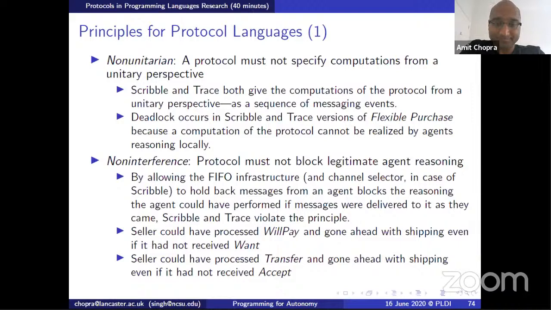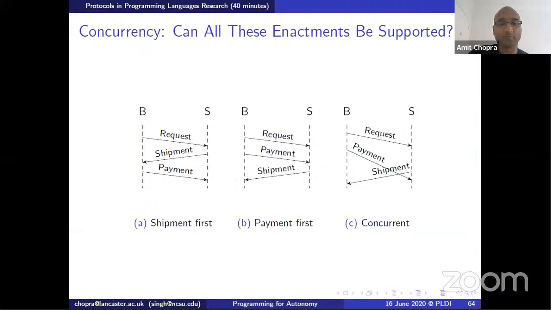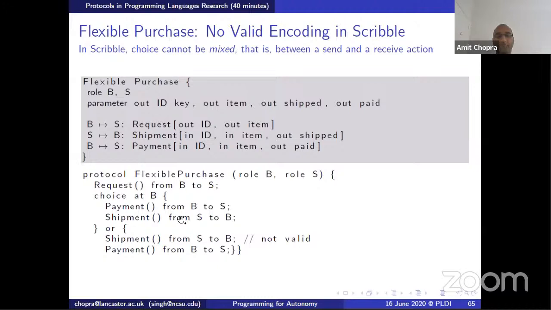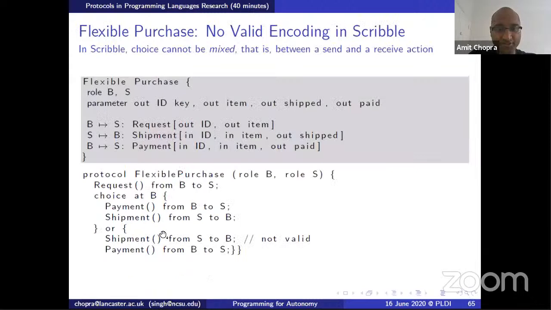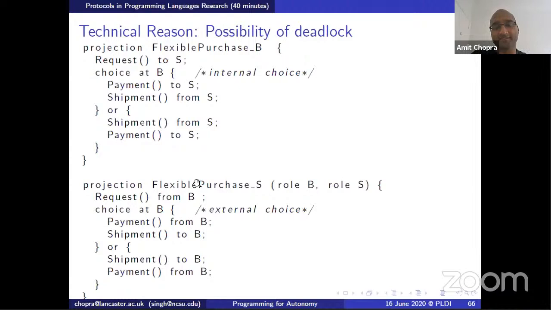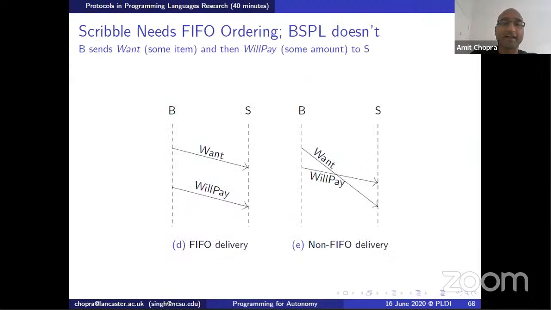And you can see that occurring in the flexible purchase scenario earlier, where from the global perspective, which is this protocol over here, it's a clear choice between either payment first or shipment first. If payment happens first, then shipment happens later, and if shipment happens first, then payment happens later. But when you take the projections, it's not so simple anymore, because there are choices between sending and receiving. And that's why things get messed up, because the protocol computations are given from a unitary perspective, and there is a computation here which cannot be reproduced by the projections, which is what the deadlock indicates, and therefore the protocol is rejected.